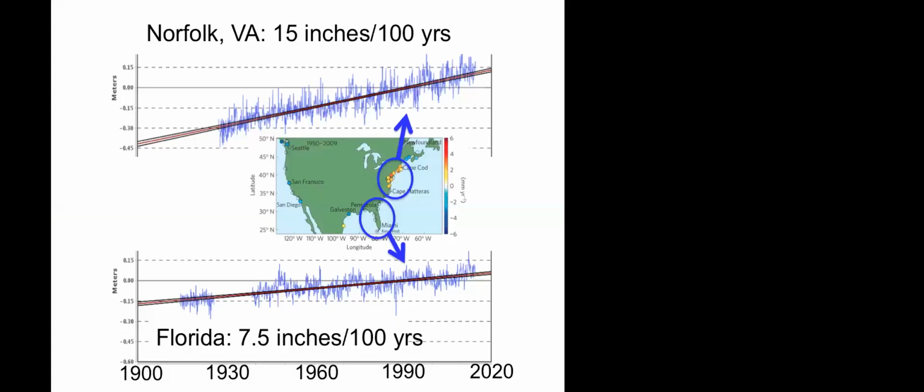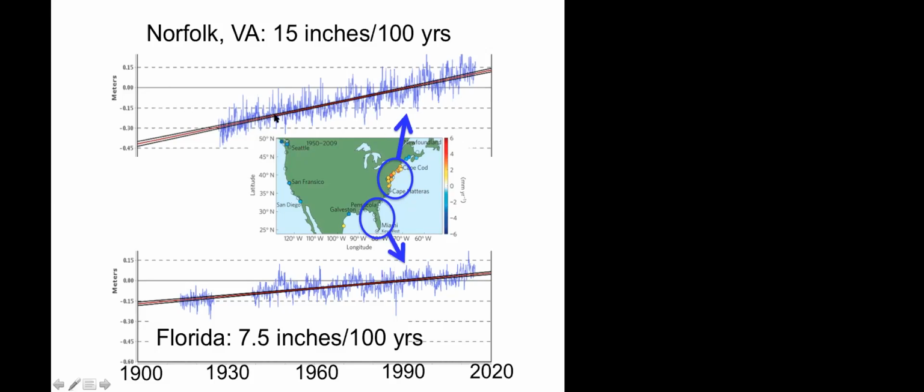What's interesting is that if we look at the rate of sea level rise, we have a little bit of a sea level rise hotspot on the East Coast of the United States compared to the global average. As I said, over the last century, global average has been about 8 inches. And we can see that 8 inches shown in the lower plot from, say, Florida, where sea levels are rising at about the same rate as the global average.